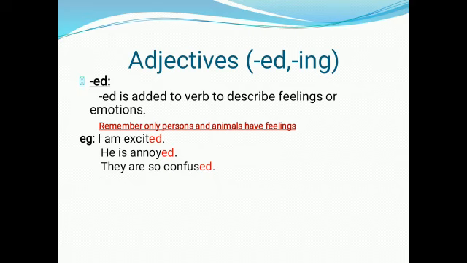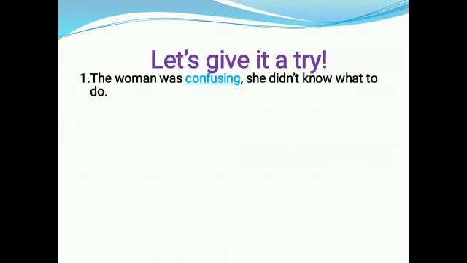Okay, let's give it a try. Here I have an example for your practice. You have 5 seconds to think about whether this one is right or wrong. The woman was confusing. She didn't know what to do. The word confusing is underlined here. Now think whether this is right or wrong. 1, 2, 3, 4, 5, and the answer is wrong.